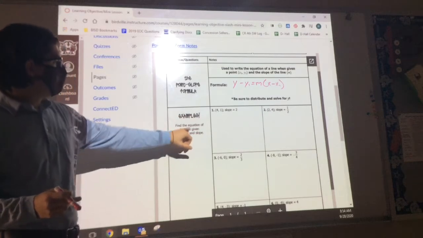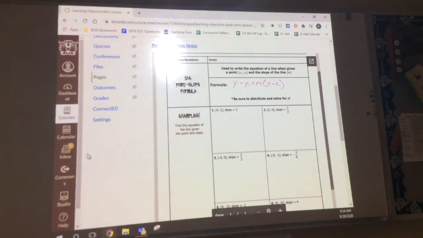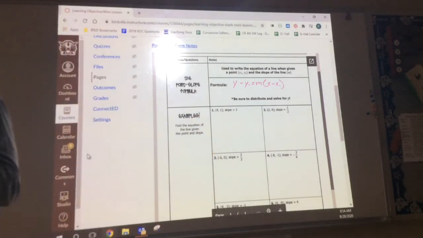It's asking us to find the equation of the line given the point and the slope. So again, I want you to understand what I'm saying in this. We can only do point slope form when we're given a point and a slope. Now, when we think about a line, there are millions and billions of points on that line. Agreed? We just have to be able to figure out what they are. For these first four, though, it is literally giving us the point and the slope. So what we're going to do is just plug it in and then convert it to slope-intercept form. Let me show you that.